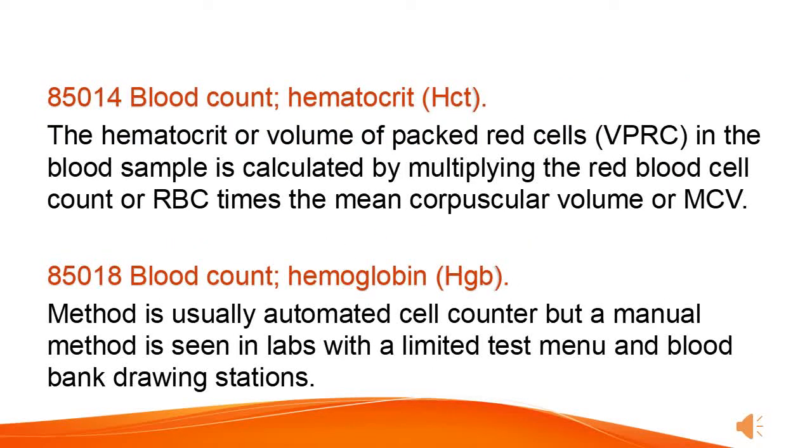Blood count, Hematocrit, HCT. The hematocrit or volume of packed red cells, VPRC, in the blood sample is calculated by multiplying the red blood cell count or RBC times the mean corpuscular volume or MCV. Blood count, hemoglobin. Method is usually automated cell counter, but a manual method is seen in labs with a limited test menu and blood bank drawing stations.